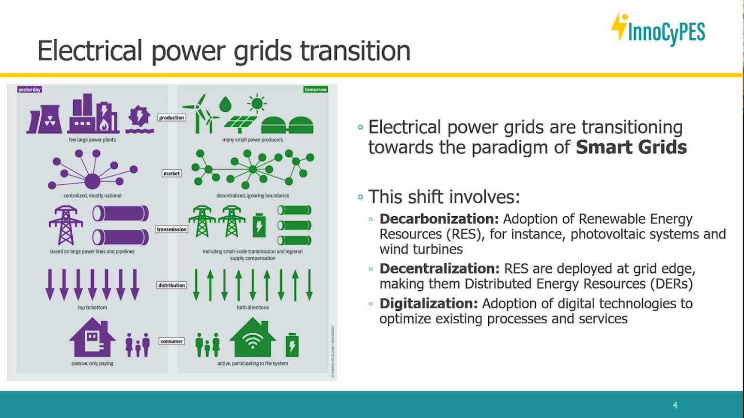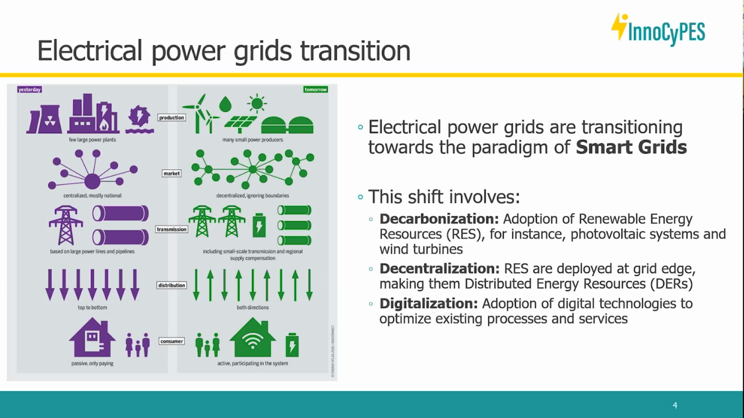Moreover, these are no more deployed and controlled in a centralized way, but they are deployed all over the grid in a decentralized way. So we don't have anymore centralized and direct control on these resources, which adds a further complexity level.